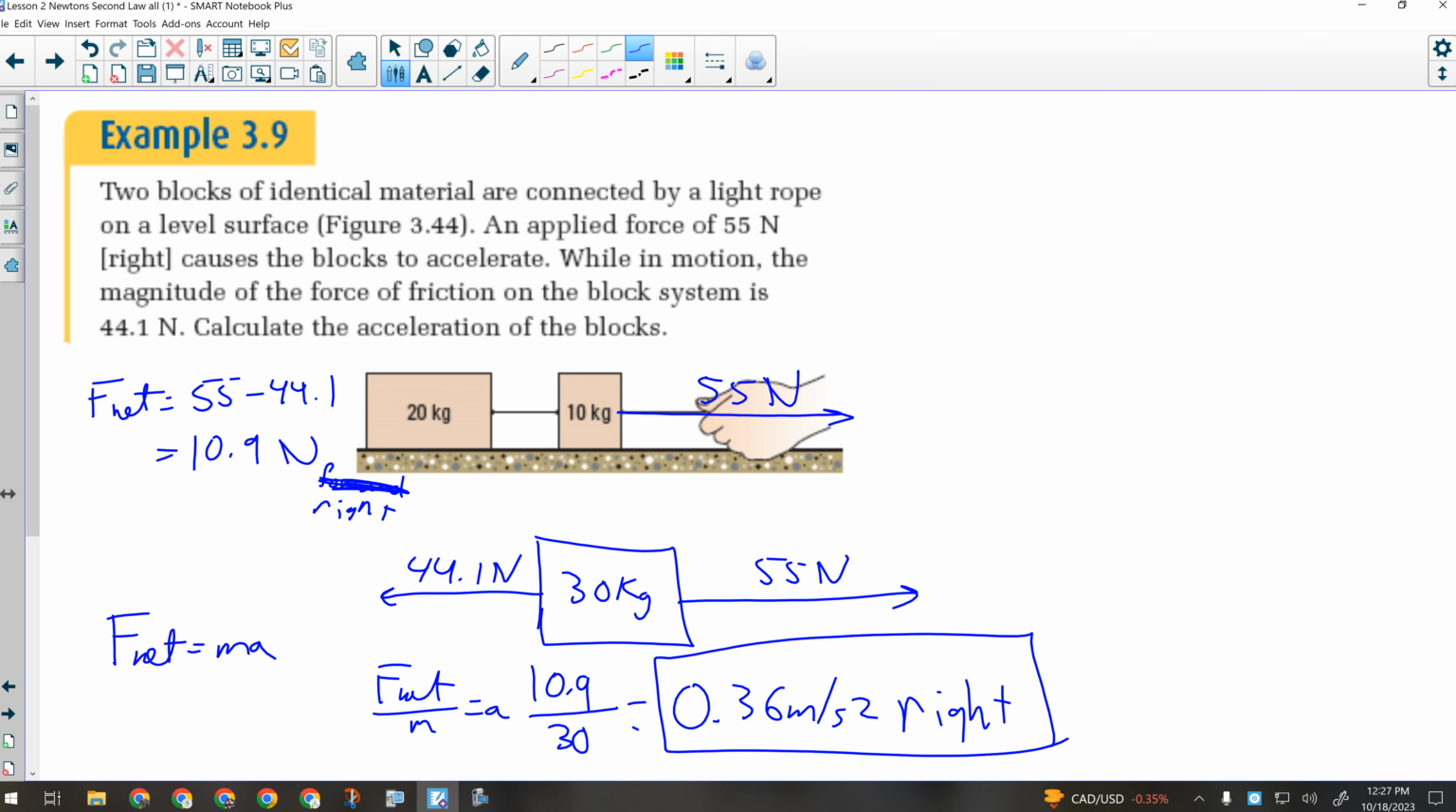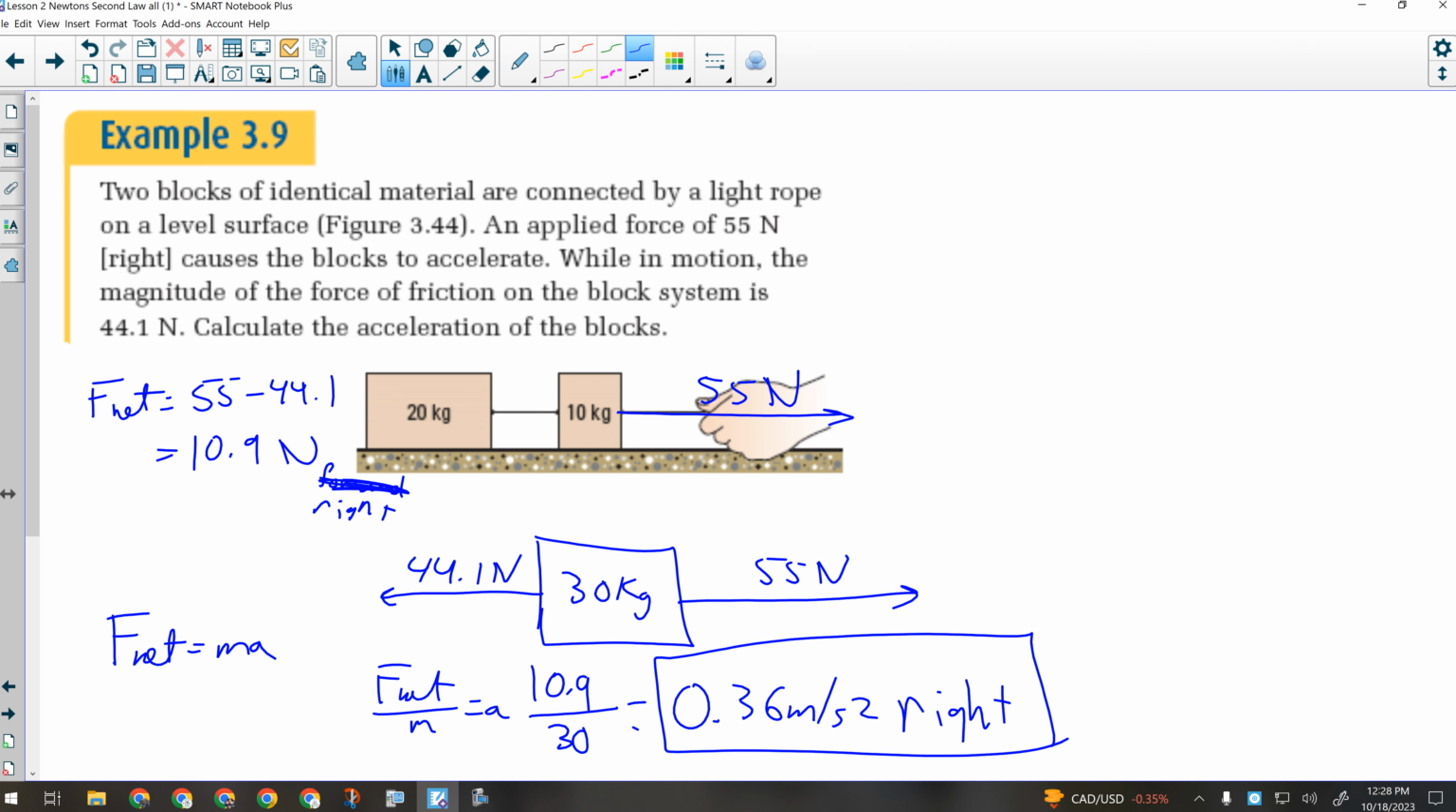Okay. Now, here's how I would ask that question. I'd write everything exactly the same except the last sentence. I would say, calculate the acceleration of the 10 kilogram block. What would you do different? Nothing.